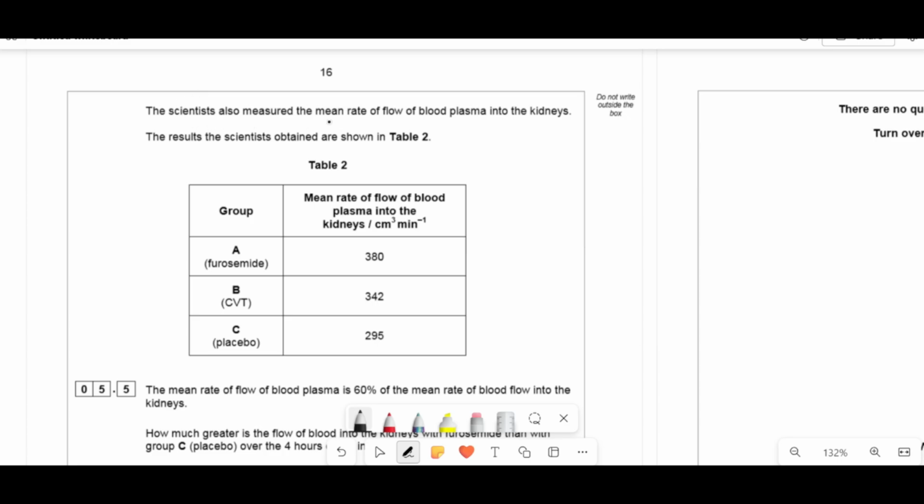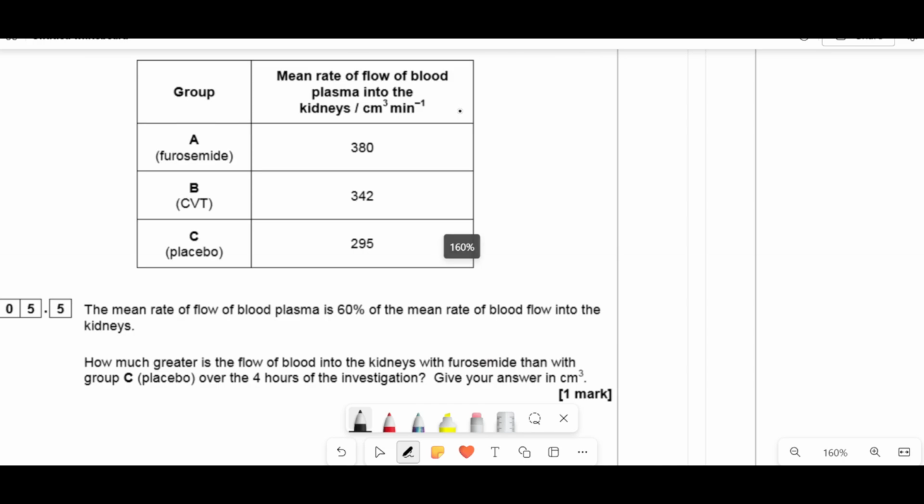The scientists also measured the mean rates of the flow of blood plasma to the kidneys. The scientists' results are shown in table 2. So with furosemide, you've got the mean rate of blood flow to be 380, and then for B it's a little bit lower, and then placebo, it's lower as well. So what's happening here is with furosemide, there's more plasma going to the kidneys versus in CVT, and there's less than placebo.